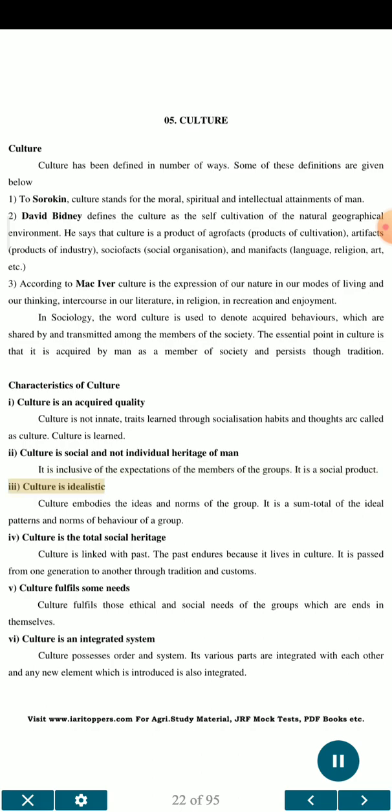Three, culture is idealistic. Culture embodies the ideas and norms of the group. It is the sum total of the ideal patterns and norms of behavior of a group. Four, culture is the total social heritage. Culture is linked with the past. The past endures because it lives in culture. It is passed from one generation to another through tradition and customs. Five, culture fulfills some needs. Culture fulfills those ethical and social needs of the groups which are ends in themselves. Six, culture is an integrated system. Culture possesses order and system. Its various parts are integrated with each other and any new element which is introduced is also integrated.